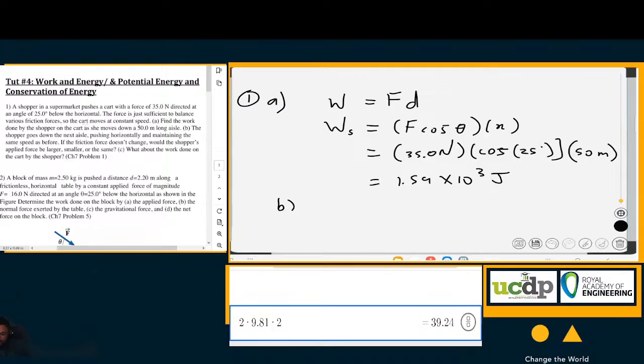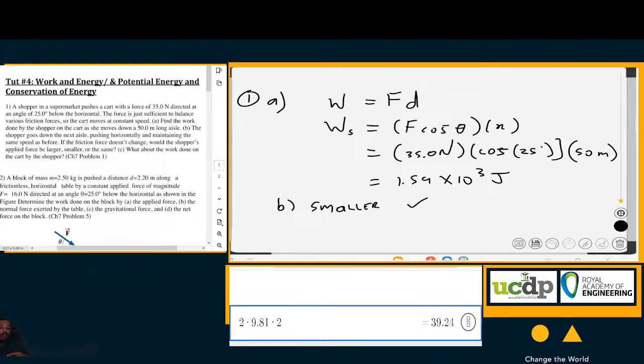Would the shopper's applied force be larger, smaller, or the same? It will be smaller. I'm thinking about the friction now, but we should be thinking about the shopper's force. It would be smaller. The reason is when you're pushing at an angle, there is a vertical component of this force. Now suddenly the shopper is pushing horizontally, meaning there is no more vertical component.